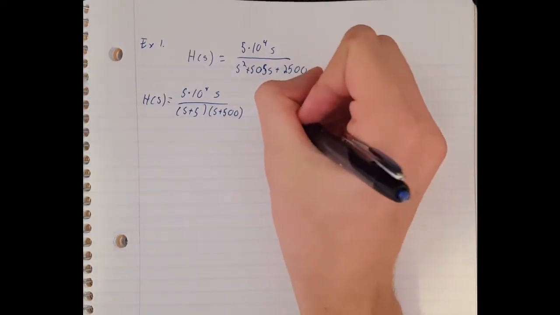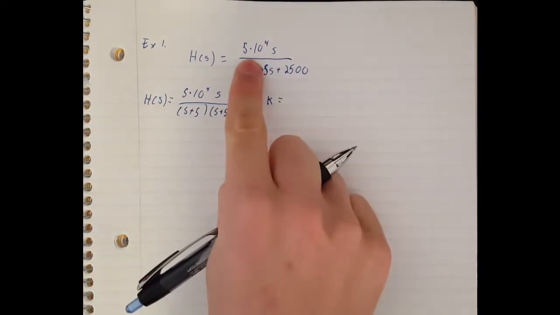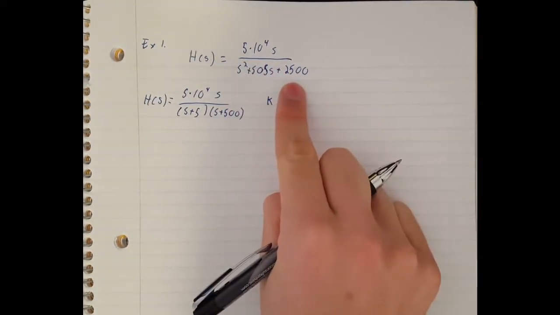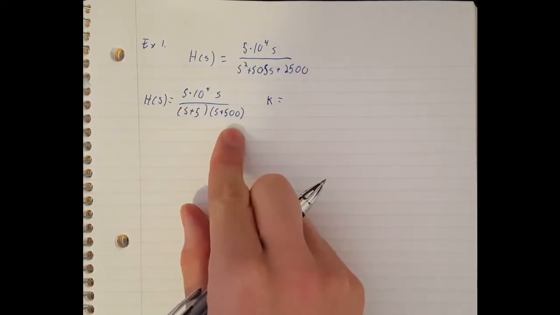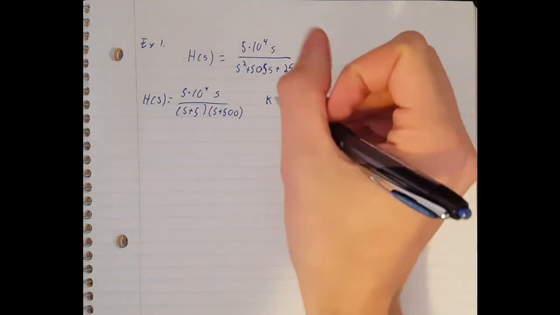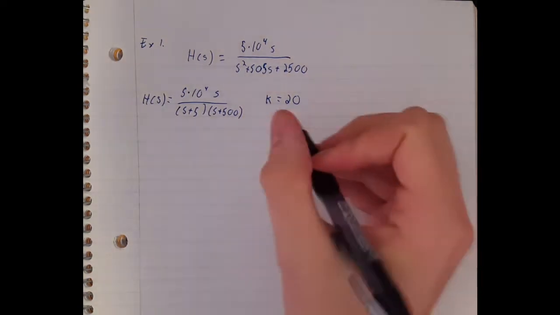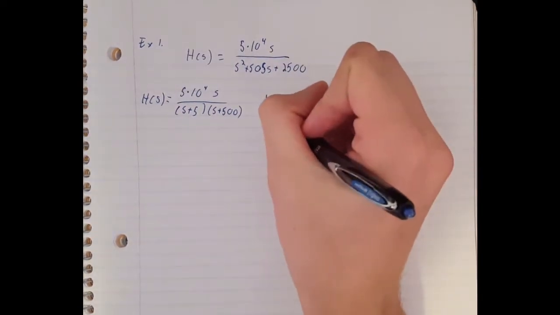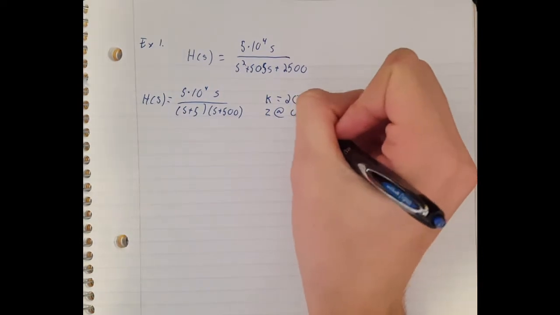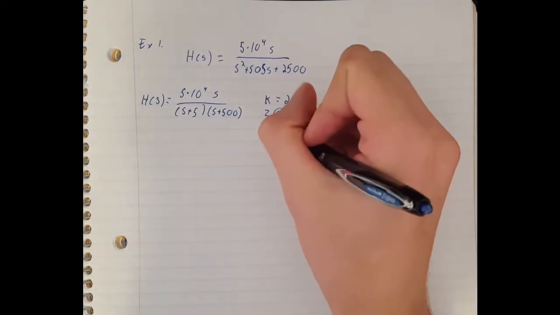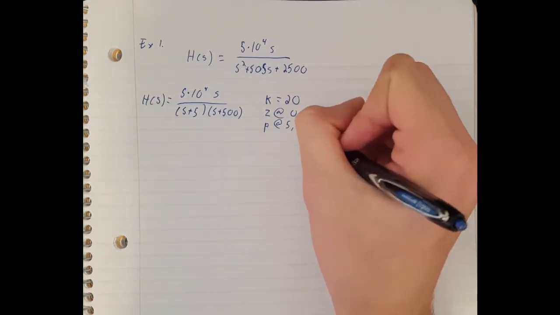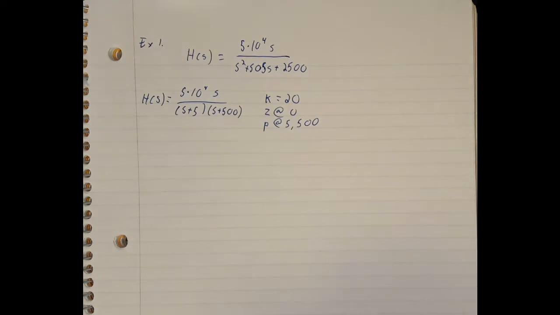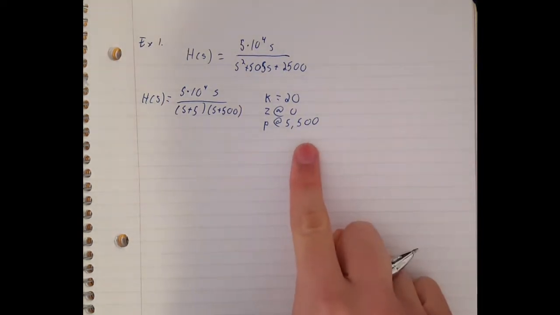So the gain, K, we can just get by doing 5 times 10 to the 4th divided by 2500. Alternatively, we could do 5 times 10 to the 4th divided by 5 divided by 500. You get the same value. And this value is 20. So we know our K is 20. We know we have a zero at the origin. We have 2 poles at 5 and 500. So this is all the information that we need.